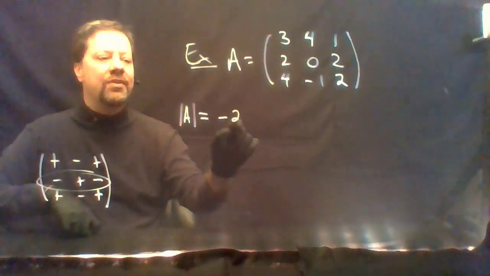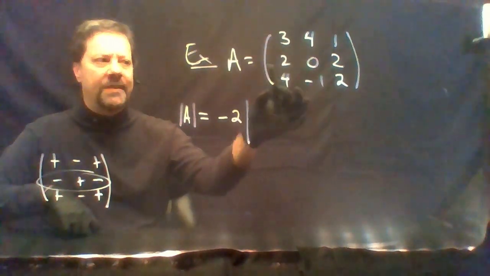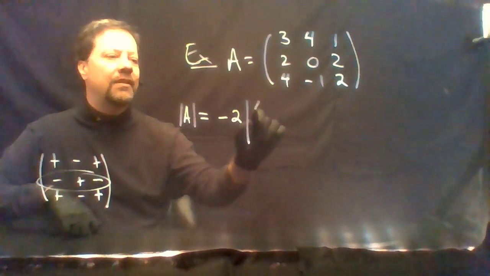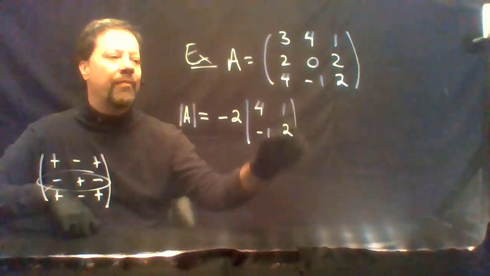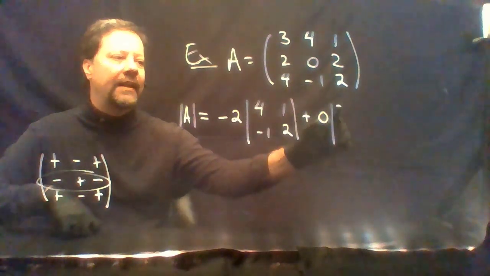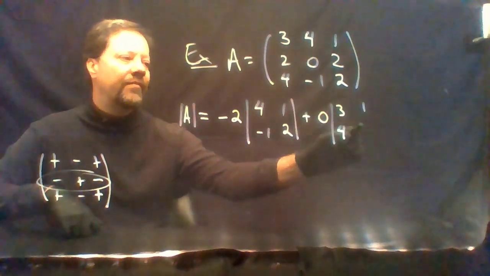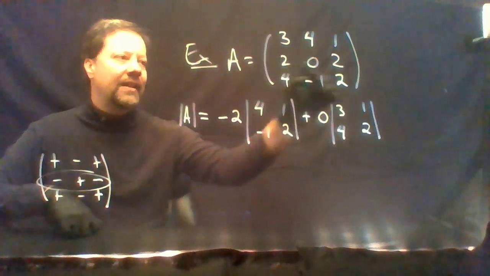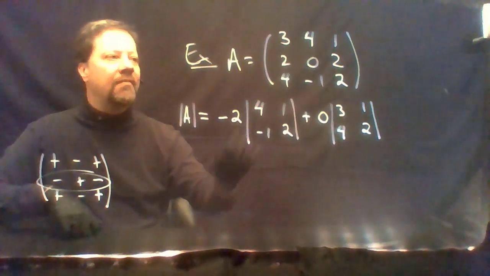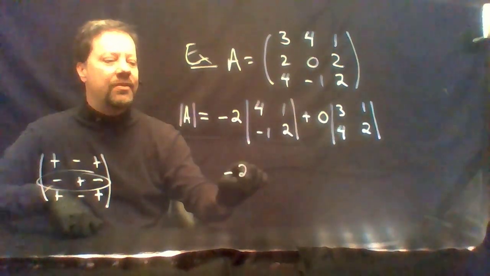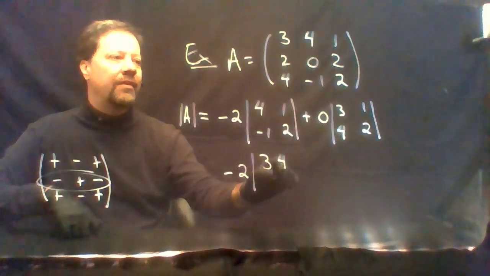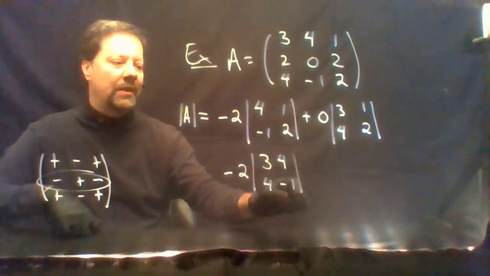So we'll have minus 2 times the determinant of the submatrix that you obtain by crossing out the row and column that contains that 2. So that's going to be 4, 1, negative 1, 2, plus 0 times cofactor here. I'll write it anyway, even though it's irrelevant. Crossing out the second row and second column, you would have 3, 4, 1, 2, like this. Then minus 2, cross out the middle row and last column, that gives you 3, 4, 4, minus 1.